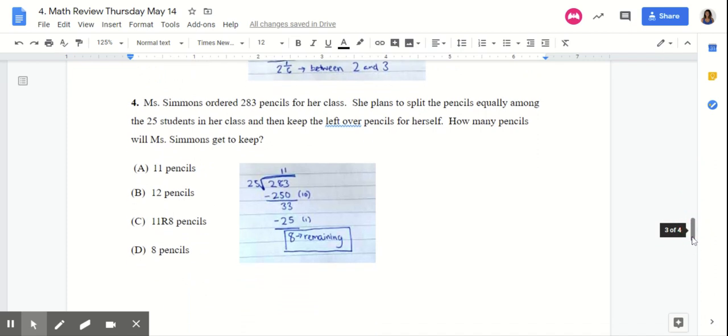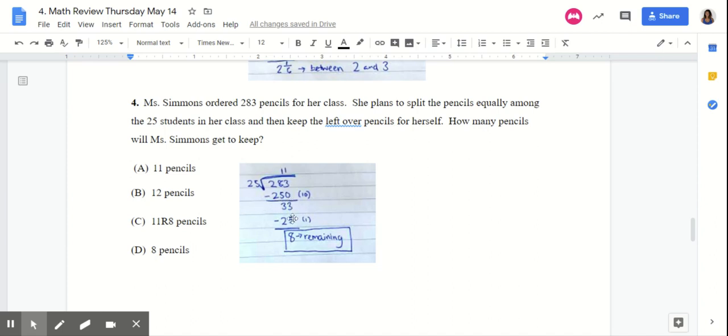Number 4. Miss Simmons ordered 283 pencils for her class. She plans to split the pencils equally among the 25 students in her class and then keep the leftover pencils for herself. How many pencils will Miss Simmons get to keep? So again, I did division here. So I did 283 divided by 25 because we have to split the pencils equally.